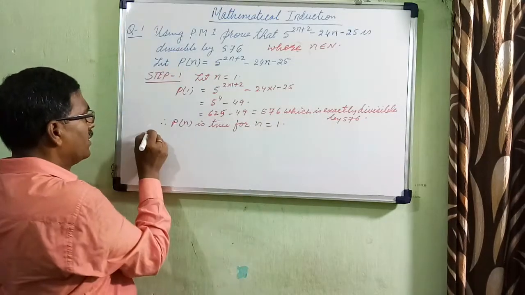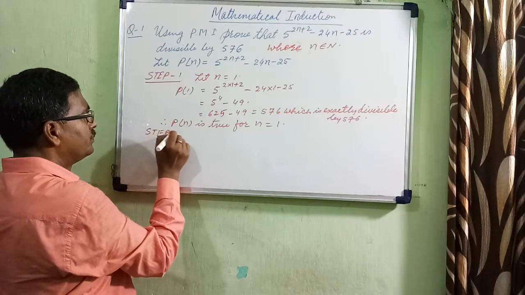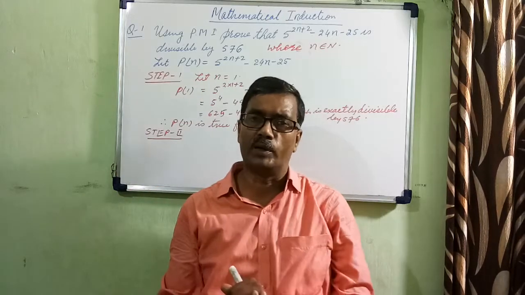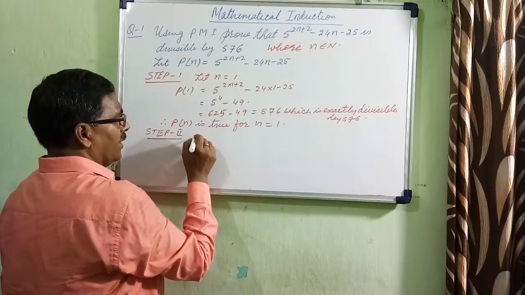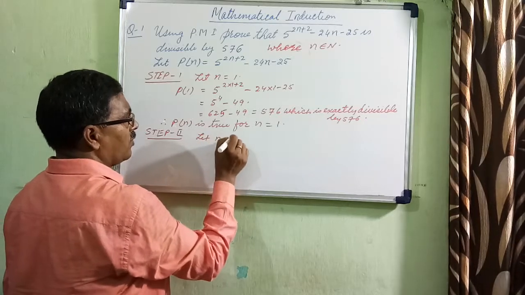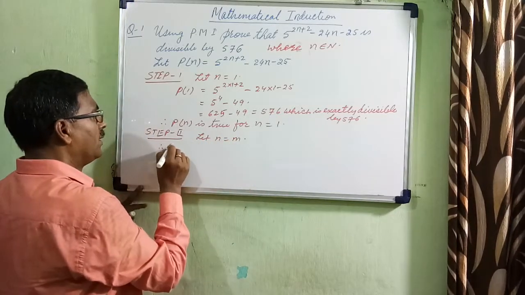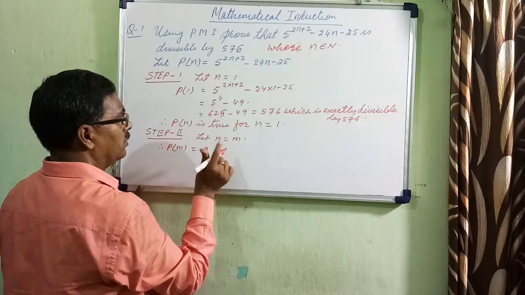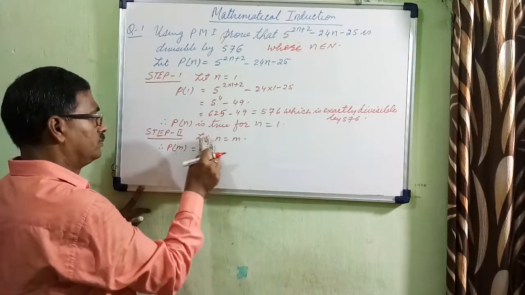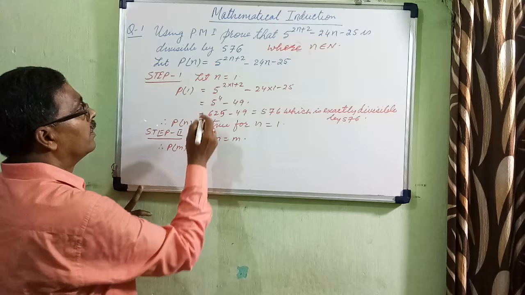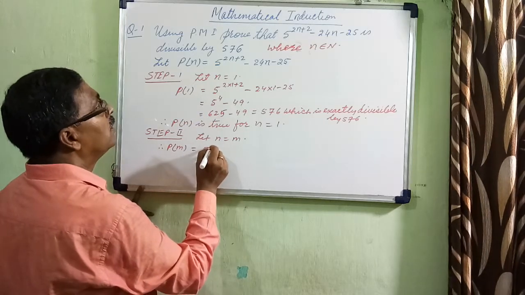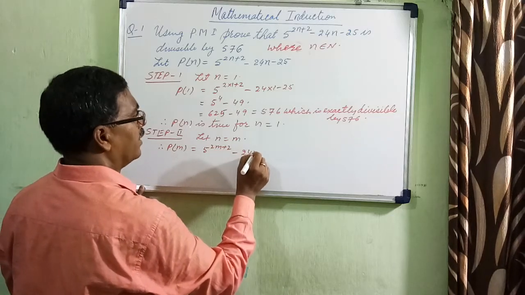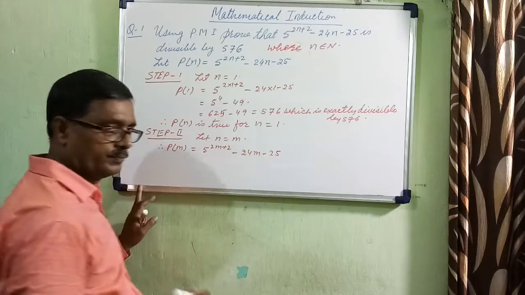What about the second step? Step 2. As I said, step 2 takes it for granted that it is true for n is equal to m. So we will write let n is equal to m. Therefore Pm is equal to 5 to the power 2m plus 2 minus 24m minus 25.